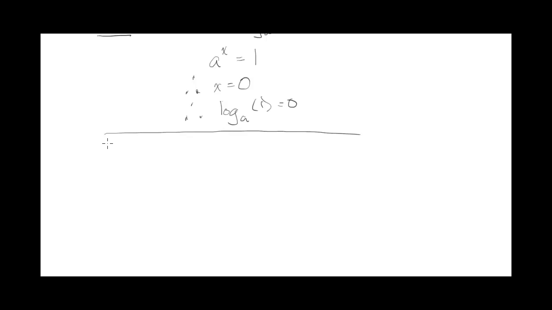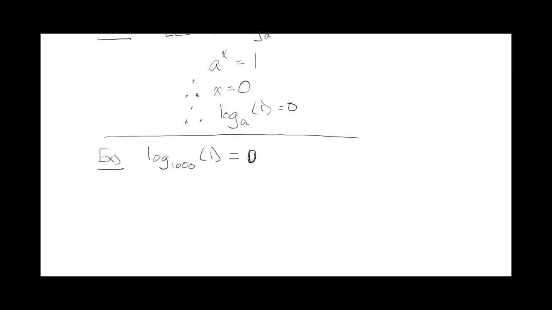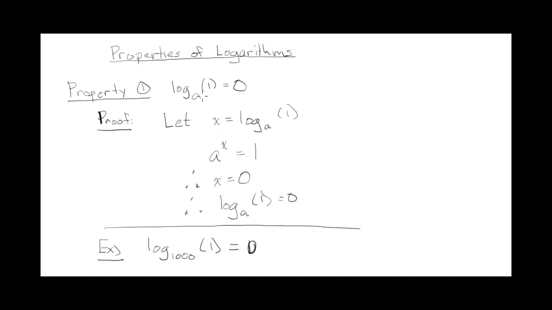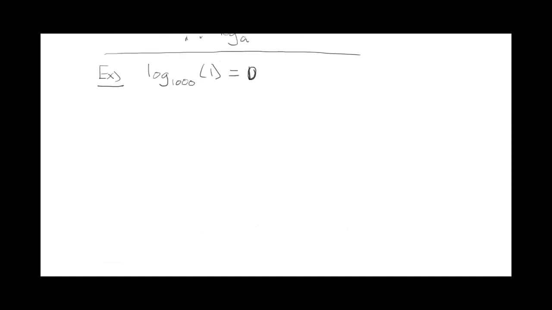So here's an example of using this property. Let's say I asked you to do log base 1,000 of 1. Normally when we were evaluating logarithms before, we would convert to exponential form, but you don't have to do that here. You can just say it's equal to 0 by this property, right? Because log base anything of 1 is always equal to 0. So that's always going to be true.